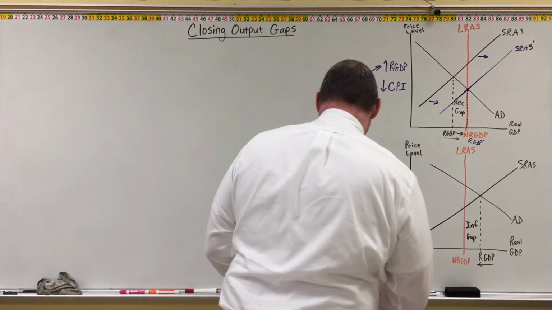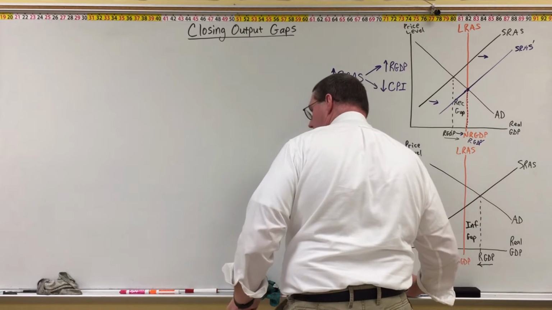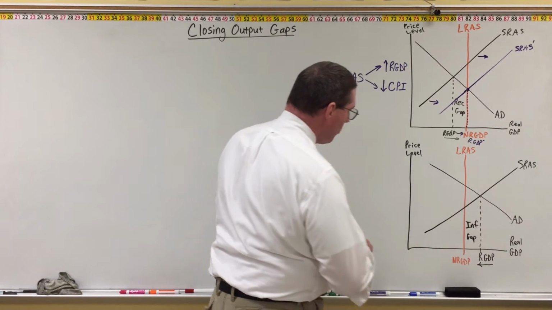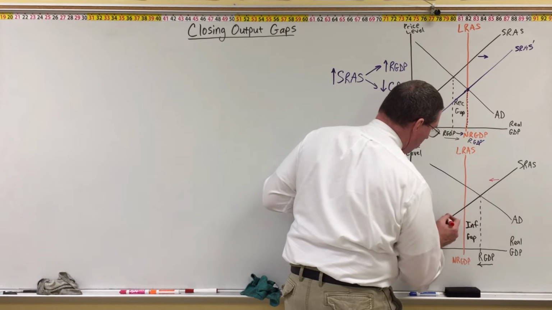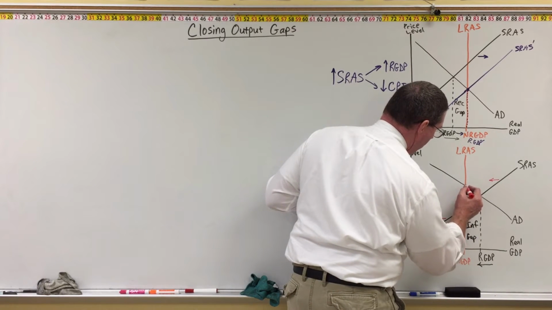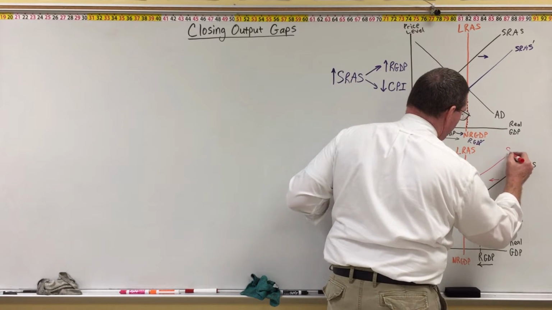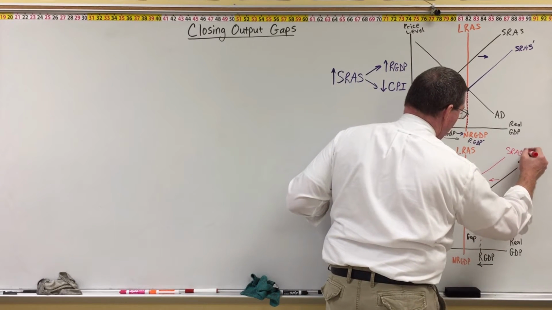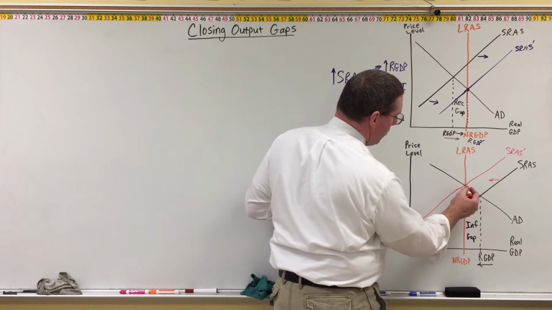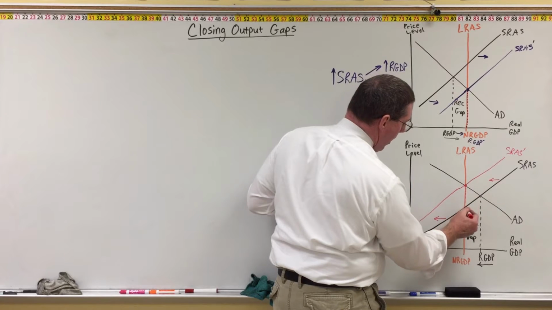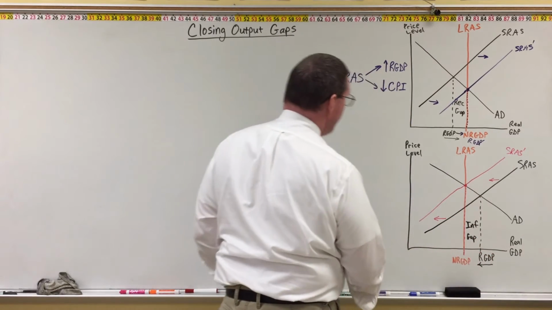So we know that increasing short-run aggregate supply in the aggregate market will close a recessionary gap. Down here, it's the opposite. We want to decrease short-run aggregate supply. You can see here that if this short-run aggregate supply curve were to shift to the left, it would then intersect aggregate demand. There's short-run aggregate supply prime. It would intersect aggregate demand right here. And now that's going to result in a decrease in real GDP.